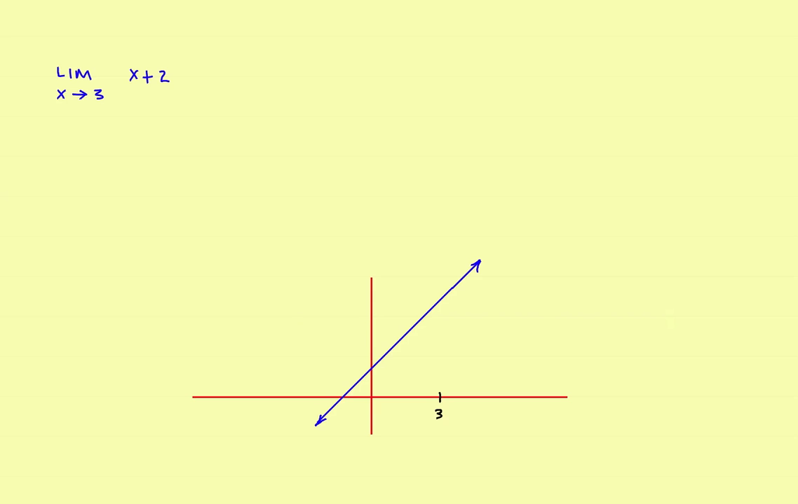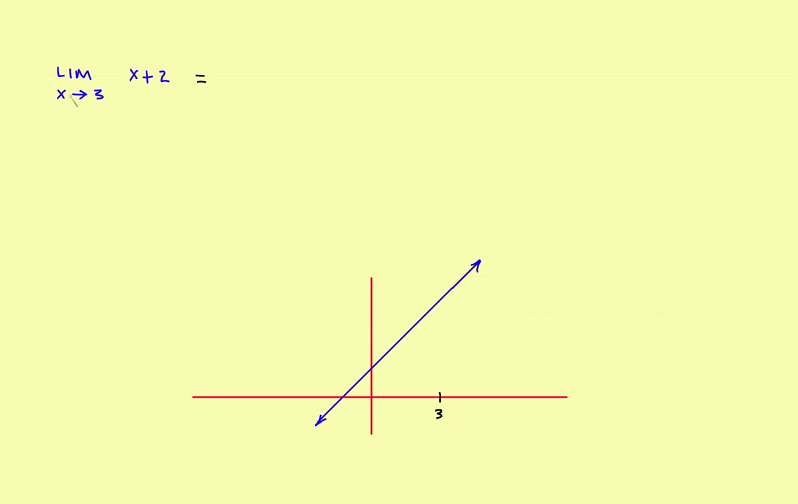Okay, let's take a look at the first example. This is actually just the limit of a polynomial. Whenever you're working with polynomials, polynomials are continuous lines, so the limit will be the same thing as the value of the function at that point. Whenever you're working with a polynomial, all you have to do is plug the number that you're interested in into the function.